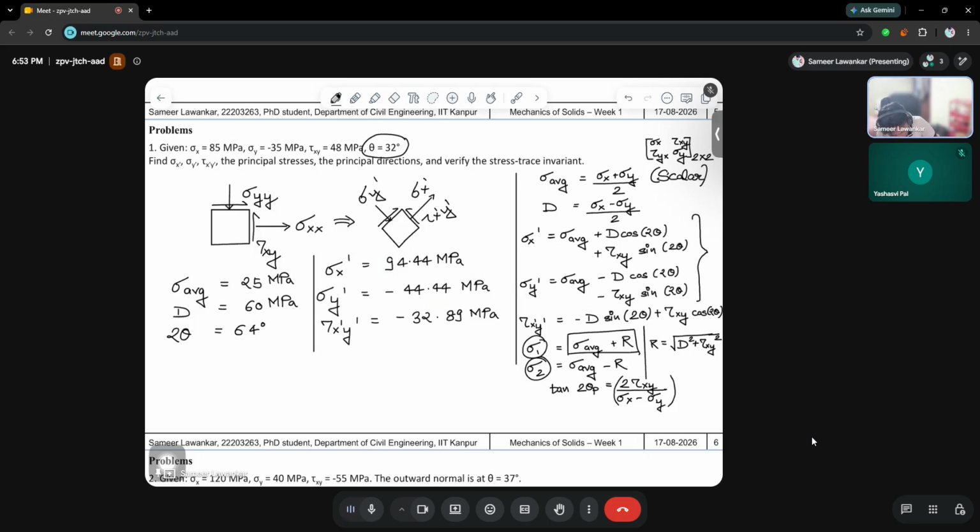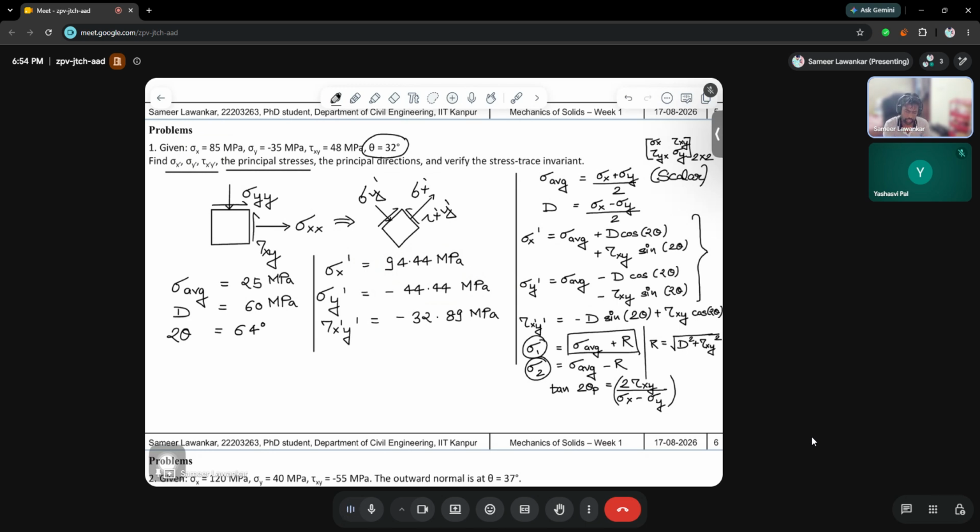Fine. So we have calculated what sigma x dash, sigma y dash, and tau x dash y dash are. Next is regarding principal stresses. What is the meaning of principal stresses? The principal stresses are those maximum values of normal stresses at which the shear stress is zero. That is the most basic meaning of principal stress.